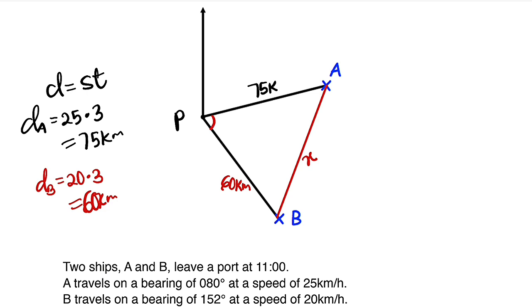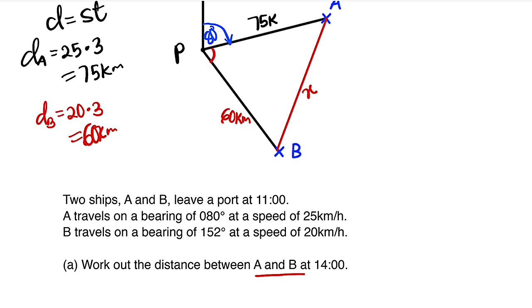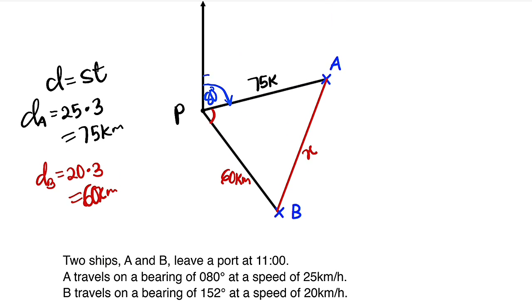And how can we find it? Remember that the first one moves on a bearing of 80 degrees. Therefore, from here to here is 80 degrees. And the second one moves on a bearing of 152 degrees. It implies that from here down here is 152 degrees. So if you remove 80 from this 152 degrees, you shall obtain this one. 152 minus 80 will give us 72 exactly. So I don't want to work with this big angle. Rather, I'm going to write 72 degrees here.